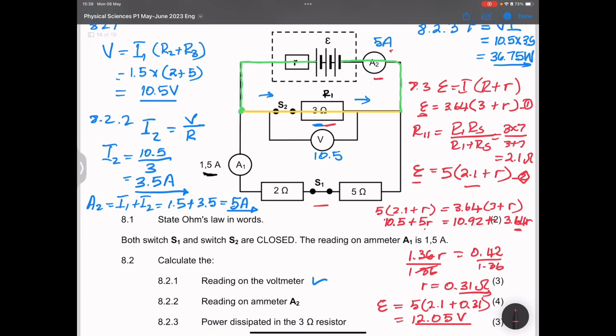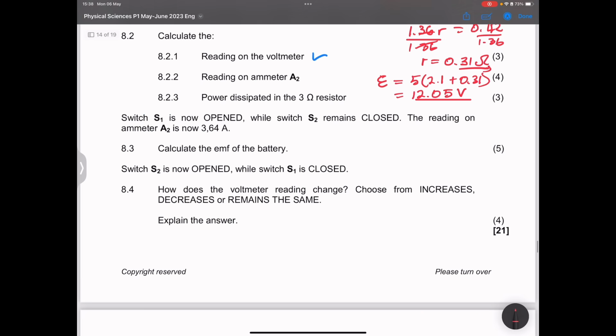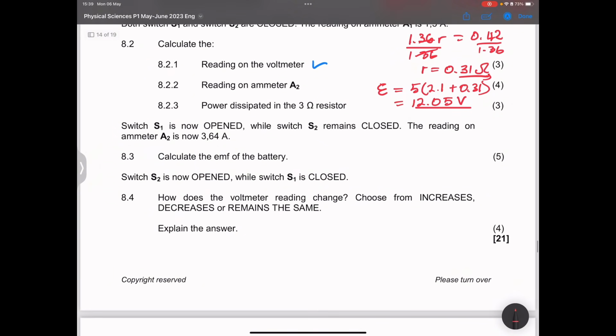Okay, so they open switch S2, which means that one goes. Okay, while switch S1 is closed, how does the voltmeter reading change? Choose increase, decrease, or remain the same. Now I'm assuming that they are comparing this to when they had closed switch S2 and opened S1.